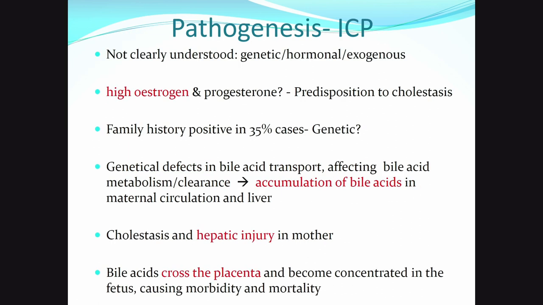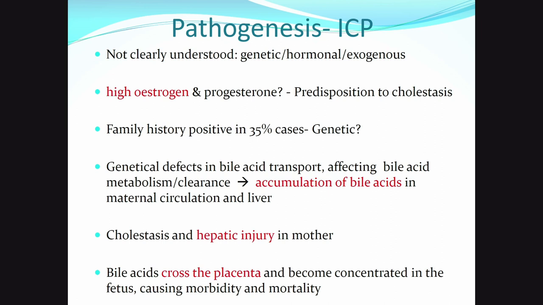The pathogenesis of intrahepatic cholestasis of the pregnancy is not clear. People think it could be related to the high estrogen level which you get in pregnancy. In one-third of cases, you can get a family history. That means there should be some kind of genetic predisposition. People think there's a genetic defect in the bile transport, affecting the bile acid metabolism and catabolism.